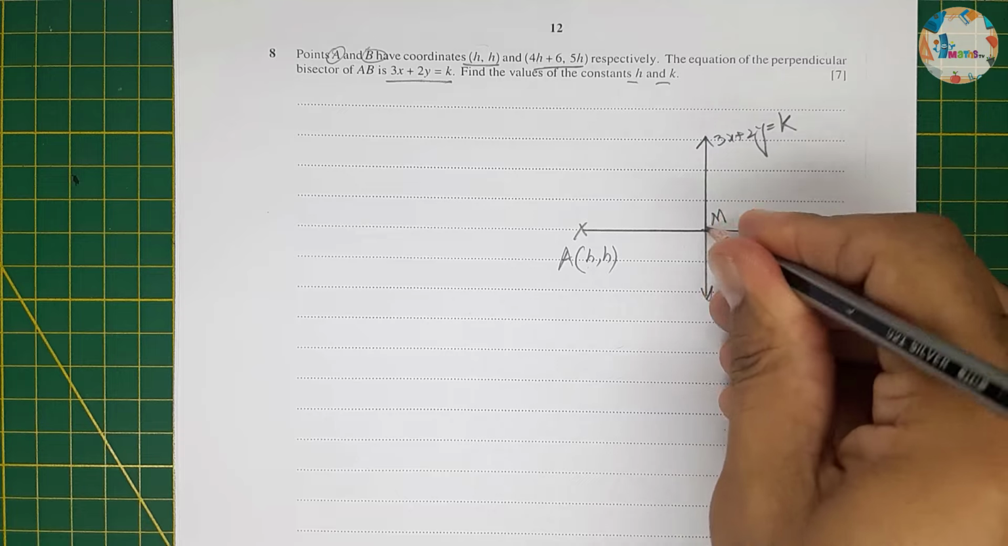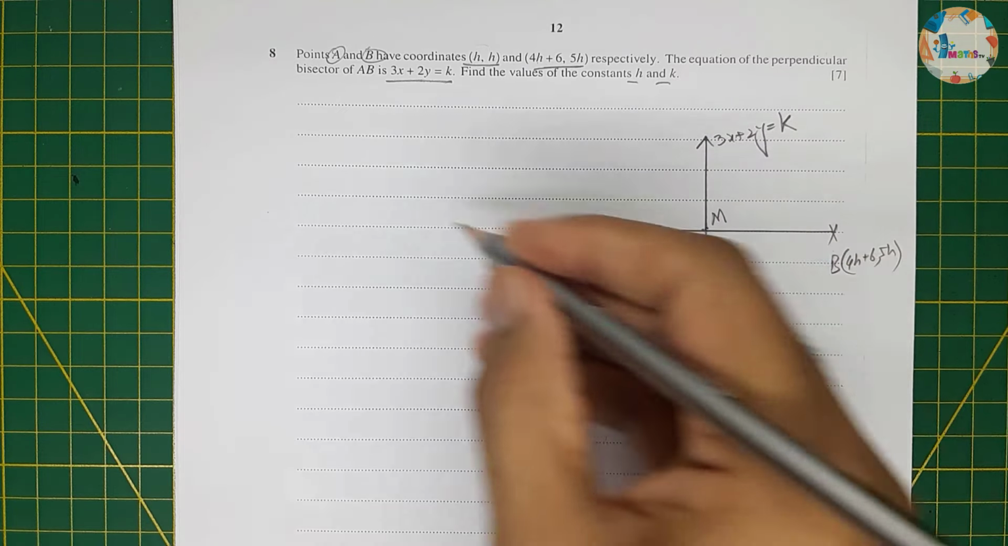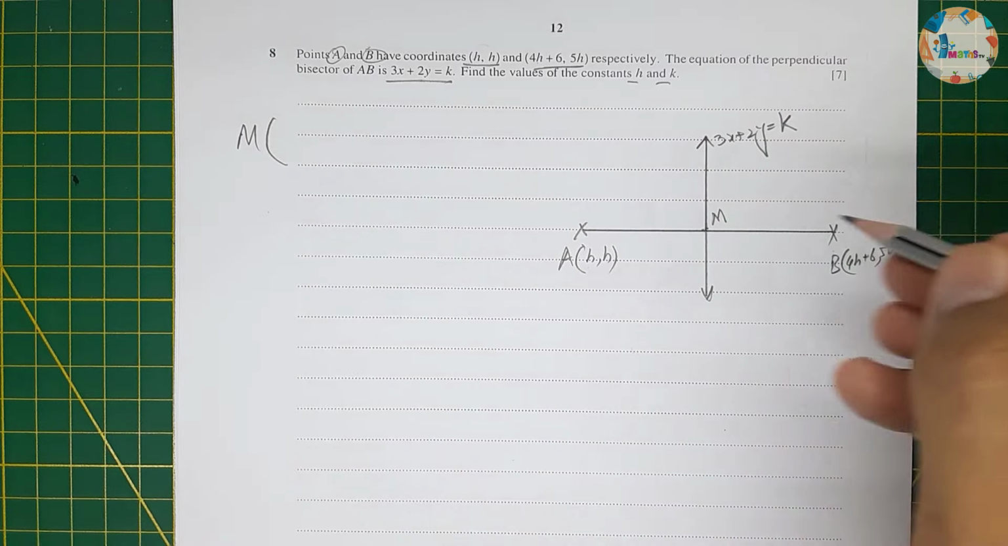Now find the coordinates of the midpoint. Midpoint will be M, we can find from these 2 points.